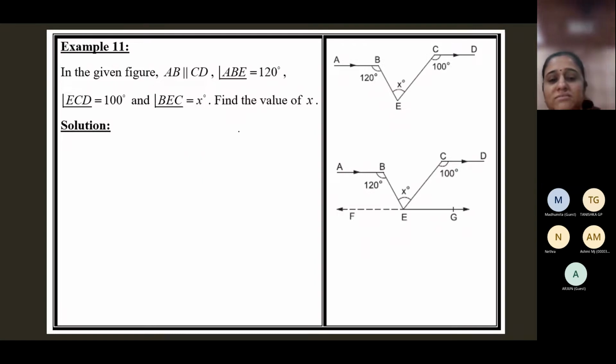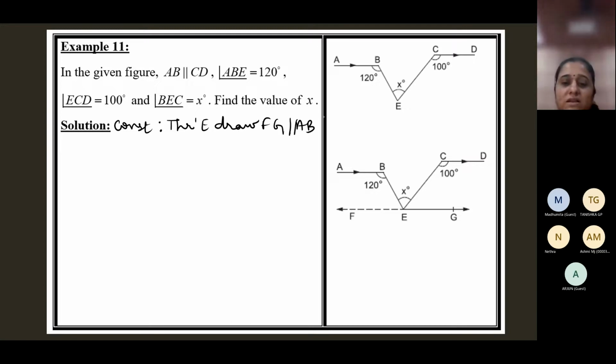Very good, Tanishka. Very well done. Thank you, ma'am. All right, children, let me just work it the way she's done it. So construction. I'll take down if you have not finished. Construction: through E, draw FG parallel to AB.